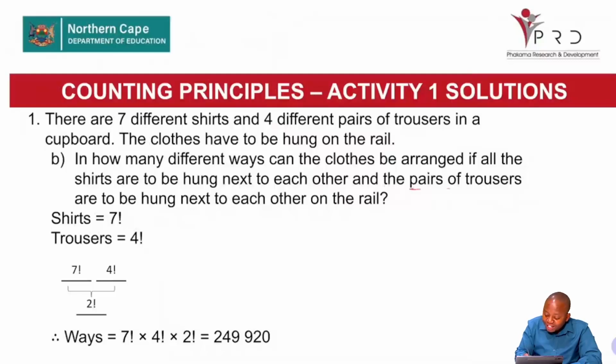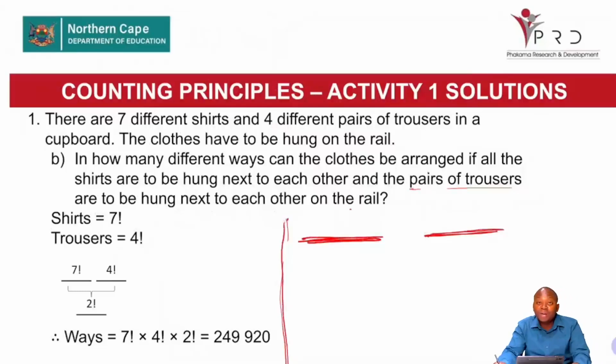Part B. In how many ways can the clothes be arranged if all shirts are to be hung next to each other and all pairs of trousers are to be hung next to each other on a rack? Easy. Saying shirts next to each other, shirts alone, and trousers alone. We can talk about those benches again. It is the benches for what? For shirts. This is a bench for what? For trousers. Now, how many shirts do we have?